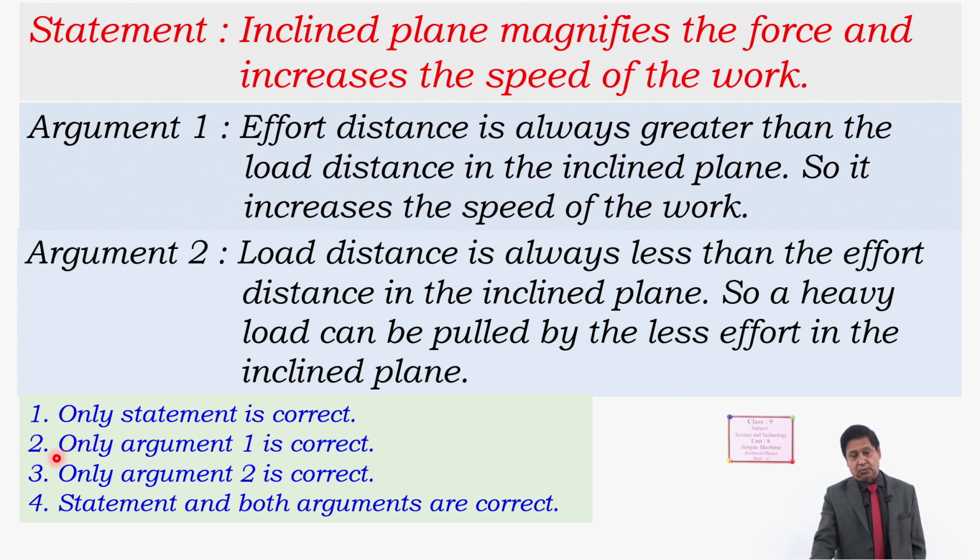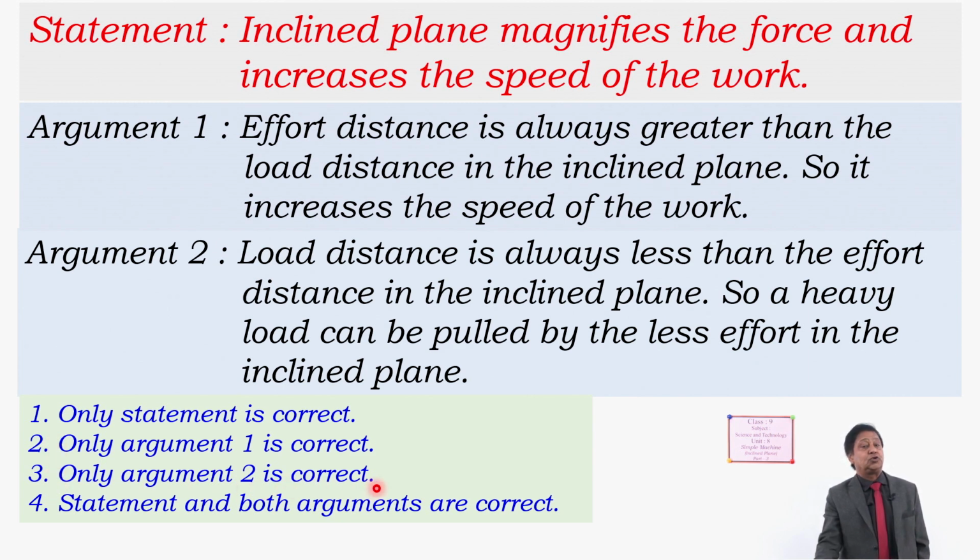Okay, now let's go through 2. Only argument 1 is correct. Is it? Look at this. Effort distance is always greater than the load distance. Yes, this part is okay, in the inclined plane, yes. So it increases the speed of the work. Again, something wrong. Half of the argument is okay, but so it increases the speed of the work, no. Effort distance is longer than load distance, so it magnifies the force, not increases the speed of the work. Argument 1 is also incorrect. So only argument 1 is correct, this option I want to drop because this is not correct.